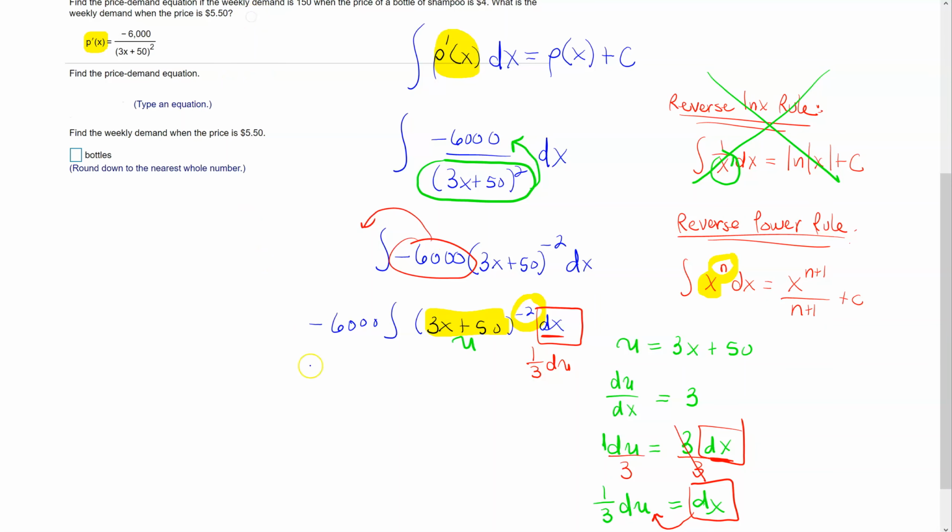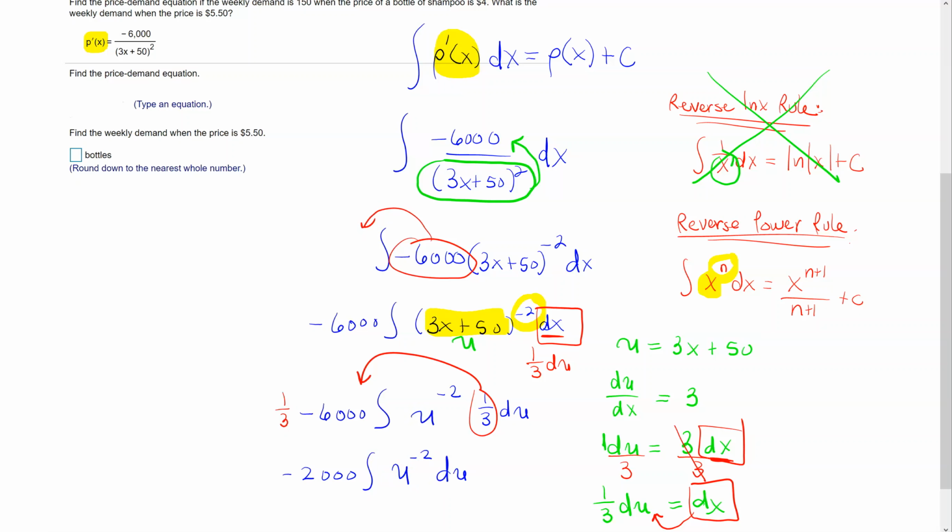When I rewrite all of this, I have that negative 6,000 that I pulled out from the beginning. Then my base, that binomial, becomes a u. So I have u to the negative 2 power, and then that dx is going to swap out for 1/3 du. Again, I don't need that 1/3 inside, so I can pull that out of my integral. It'll be side by side multiplying with that 6,000, so you can just type that in your calculator. When I multiply those out, that's going to give me negative 2,000, and then I'll have u to the negative 2 du in there.